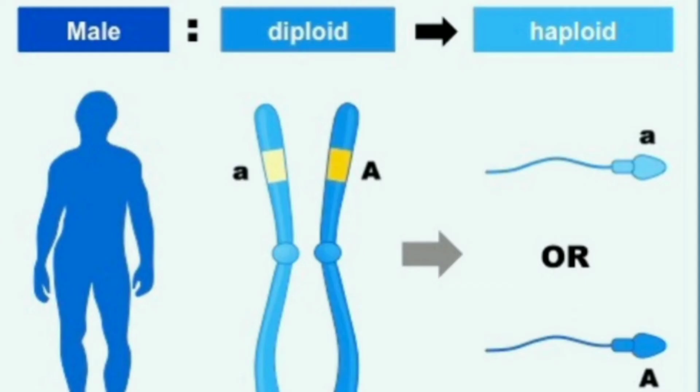All dividing cells of the body other than reproductive cells contain 23 sets of chromosomes. Each set contains two chromosomes, one acquired from the mother and one from the father. The cells with 23 sets of chromosomes are called diploid cells. The reproductive cells, called gamete cells, consist of just 23 single chromosomes. These are called haploid cells.